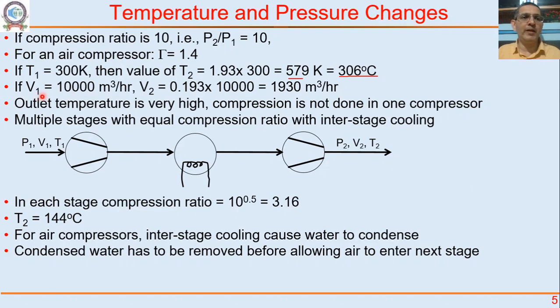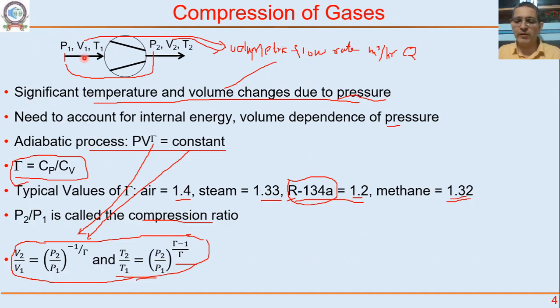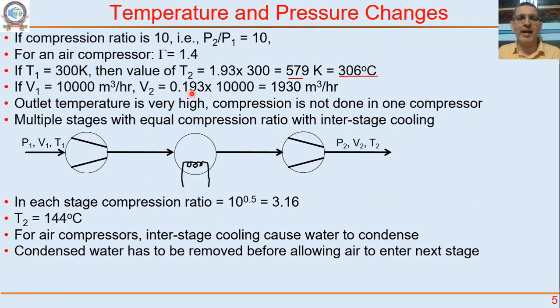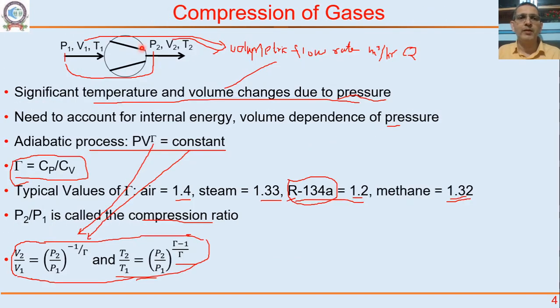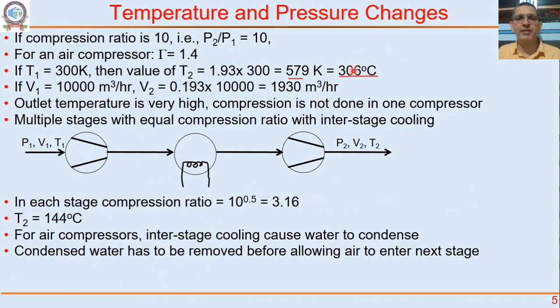Secondly, if volumetric flow rate is 10,000 meter cube per hour at the entry, then this volumetric flow rate at the exit would be 1930 meter cube per hour. That's how significant the volume changes and temperature changes are. Okay. So if outlet temperature is high, this compression is not done in one stage of a compressor. Right. What we do is we limit this compression ratio.